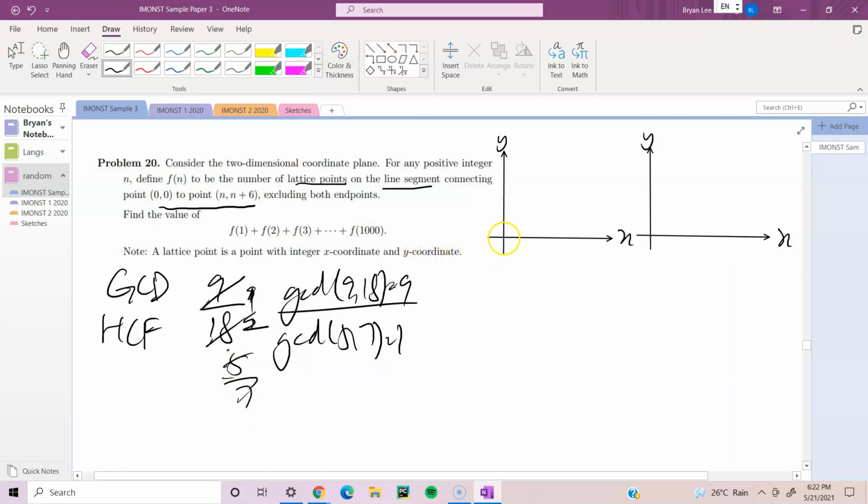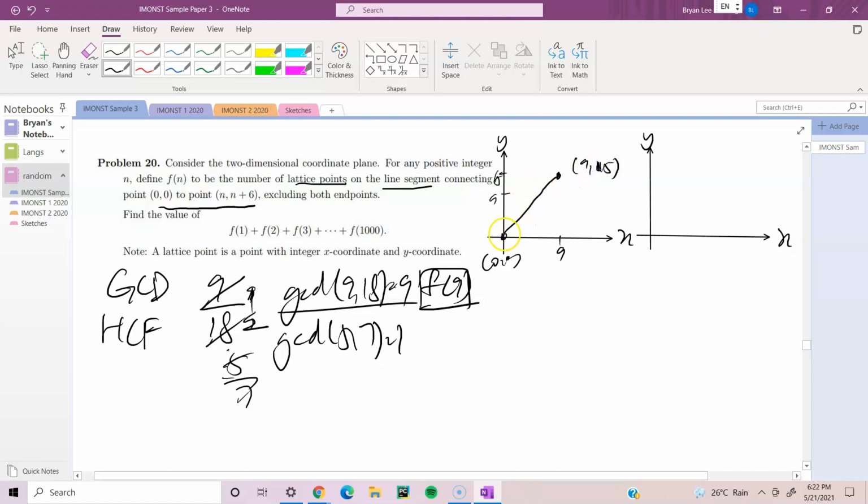Now, let's take an example. Say I want to find f9, right? I'll put f9 right here in the xy axis. So we have (0, 0) over here, and (9, 15). So something like this. Alright, so we have (9, 15).